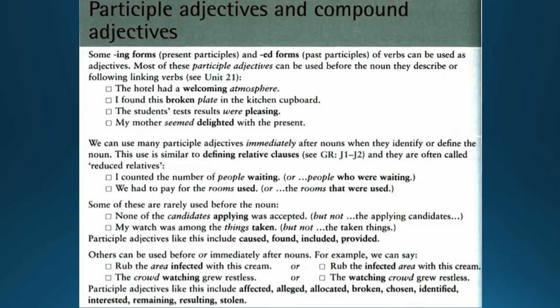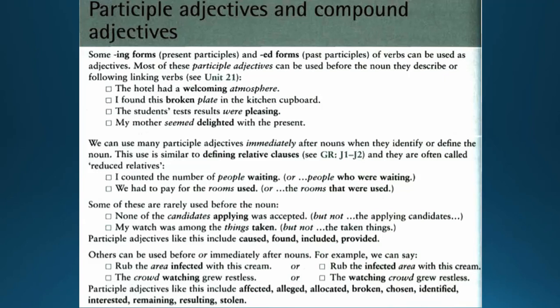Some of these are rarely used before the noun. None of the candidates applying was accepted, but not the applying candidates. My watch was among the things taken, but not the taken things. Participle adjectives like this include caused, found, included, provided.